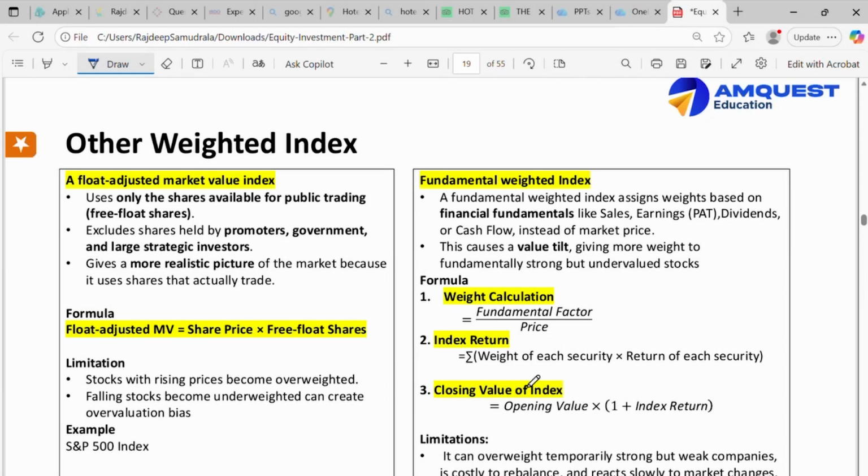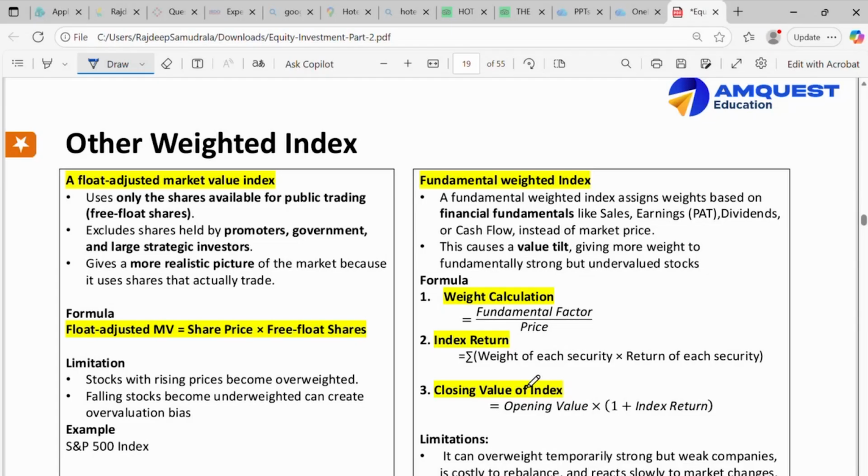Apart from that, you can also weight your index using other factors, which is the float adjusted market value index. Here you take a market value index and you try to remove those shares which are not available for the public. So basically, when you talk of shares, there's a free float.